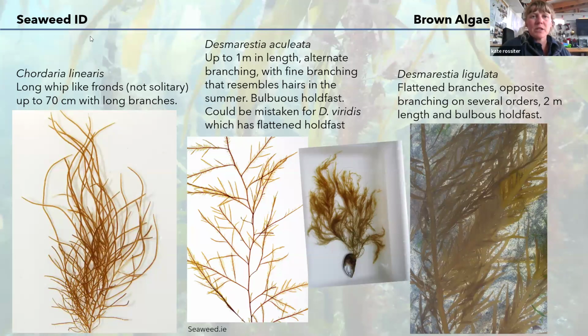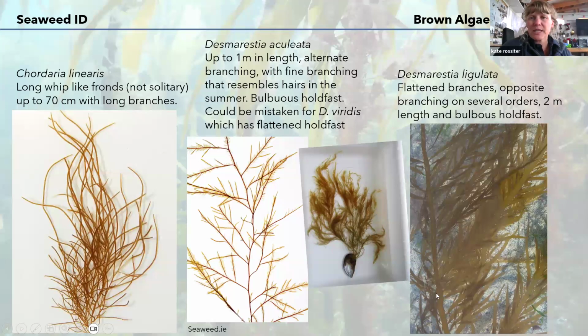Could be up to 70 centimeters long and could be confused with the Desmarestiales, but it's pretty distinct in that it's got clean fronds. Desmarestia aculeata is about 1 meter in length. It has alternate branching with fine, hair-like branching. It has a bulbous holdfast. So it could be mistaken for Desmarestia viridis, which is pictured here growing on a mussel shell, but viridis has a flattened holdfast. So always important to reach down and double check that structure before you identify it or report it.